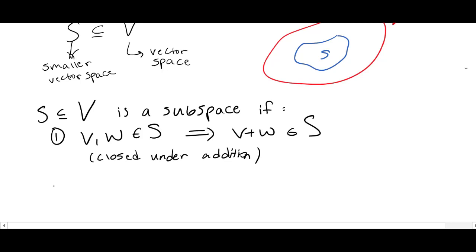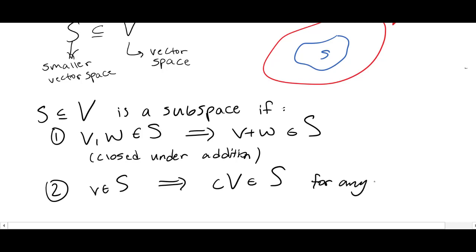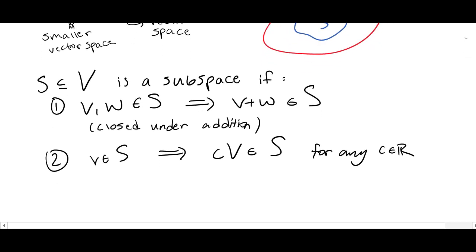And secondly, if you have some vector V in the set S, then C times V is also in S for any number C. So that's closure under scalar multiplication. So those are the two conditions. To check if something is a subspace, it needs to be closed under addition and scalar multiplication.